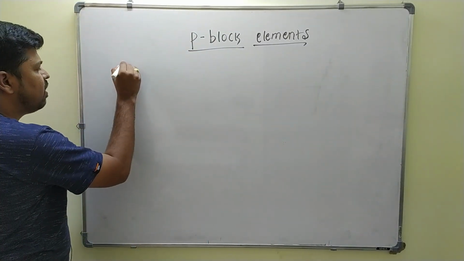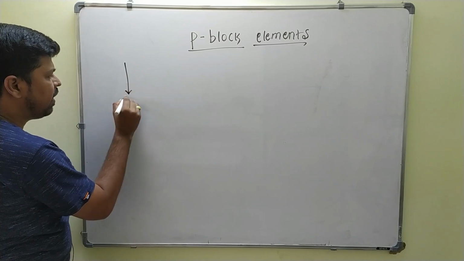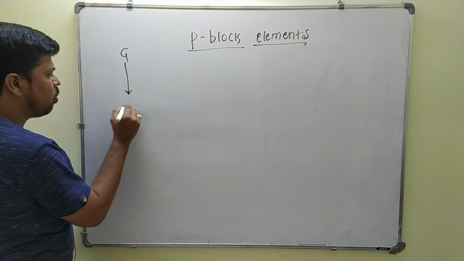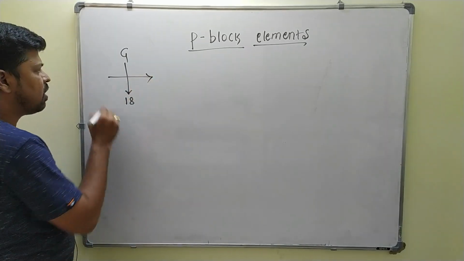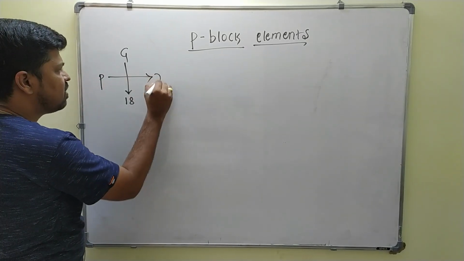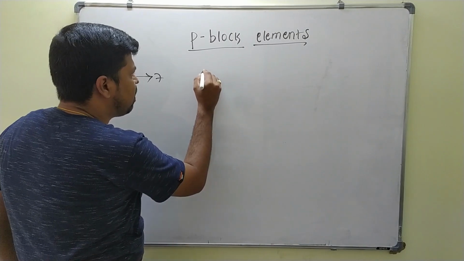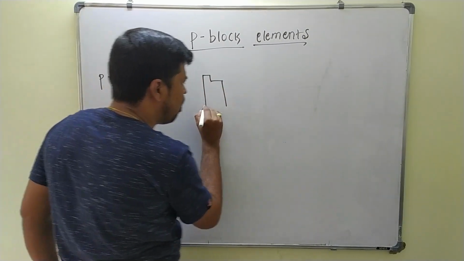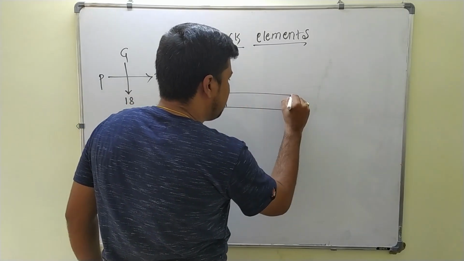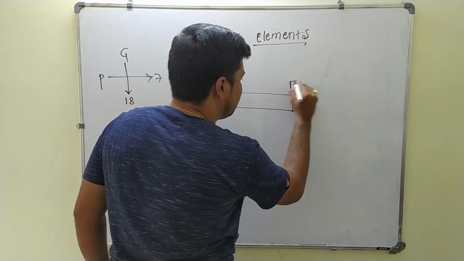Already we know that in the periodic table the vertical columns are called groups. Here there are 18 groups, and the horizontal rows are called periods. There are 7 periods. What is the position of the P block elements in the periodic table? This is the outline of the periodic table that you studied in class 11.